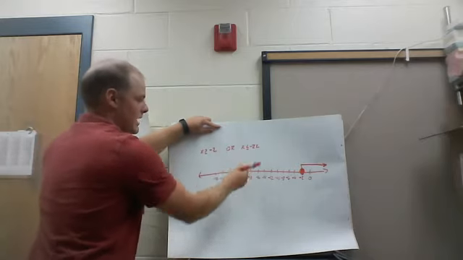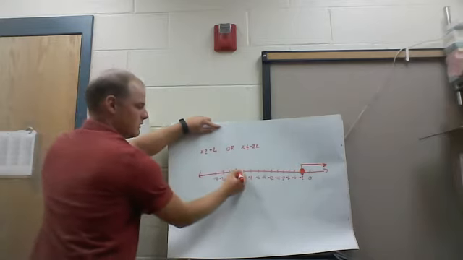X is less than or equal to negative 22. It's going to be a filled in circle again. This one is less than though.